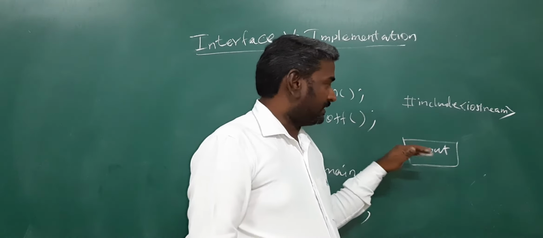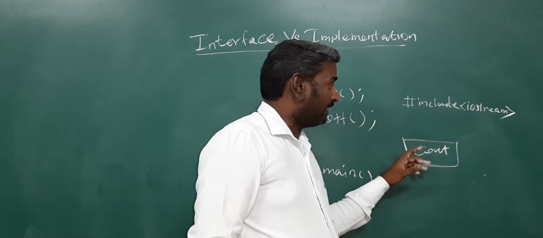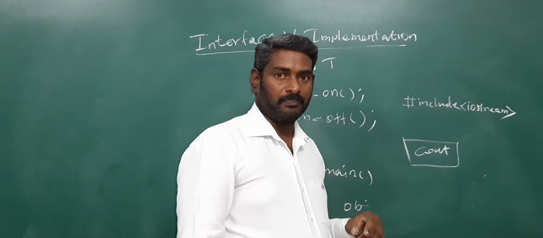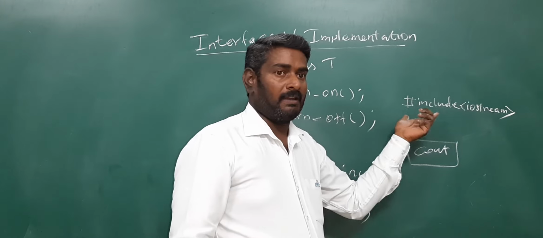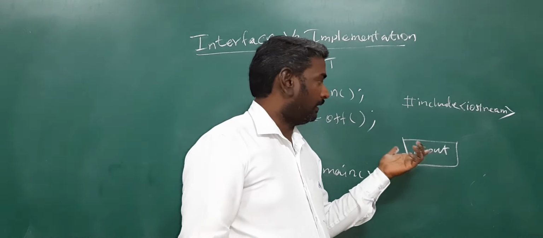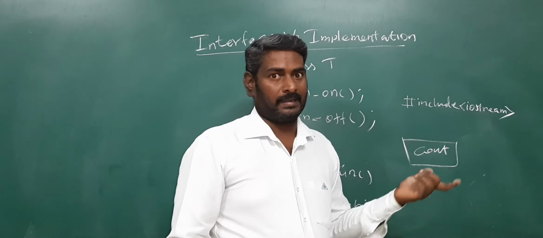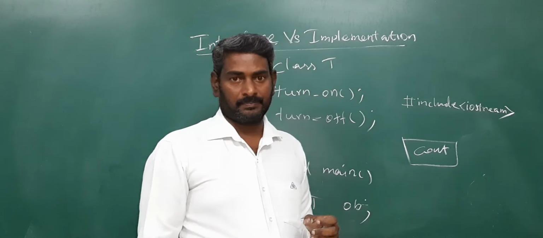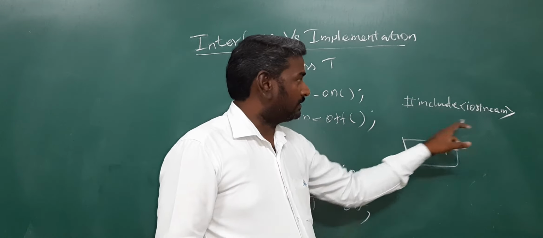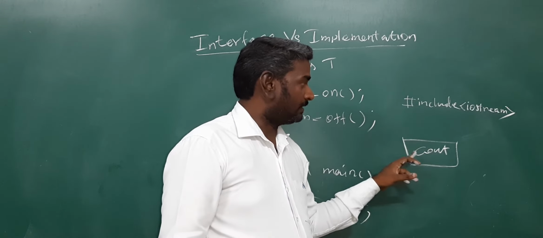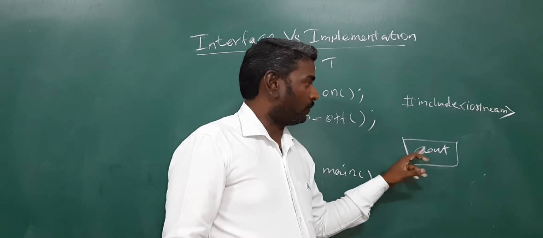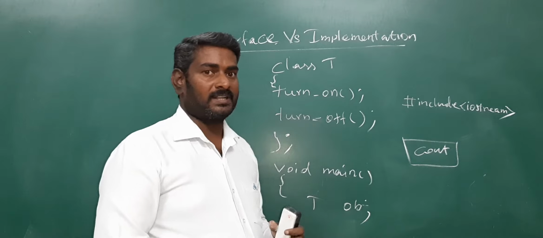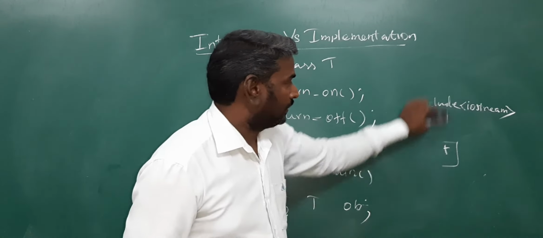What is the work of the cout object? That work is defined in the header file called include iostream. That header file will have the description of how the cout object will work. That definition should be in the header file. This is the interface. Here the header file is the interface because it defines how the object will do the work. Here cout is called the implementation. Cout is called what? Implementation.